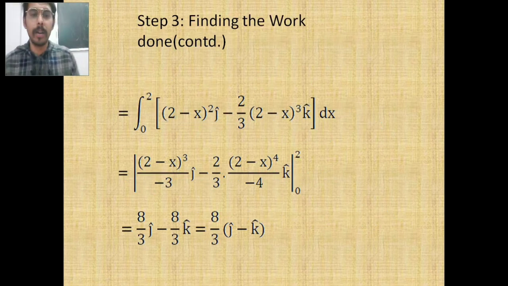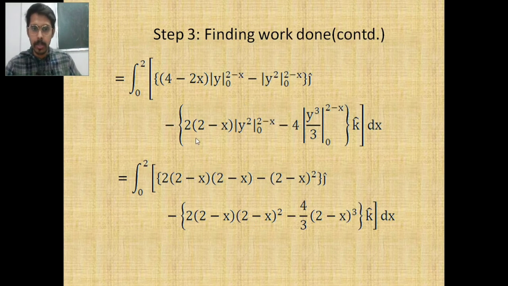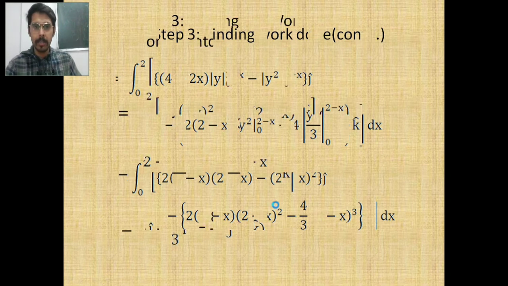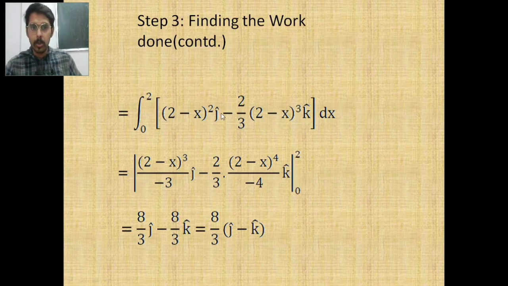Here we are going to end the particular work finding. So here what we have done, we have taken all of these things as common. Here it is 2 minus x whole square, and here it is 2 by 3 into 2 minus x whole cube. So yes, 2 minus x whole square of z cap minus 2 by 3 2 minus x whole cube of k cap. Now we are going to put the final integration, that is for the x.